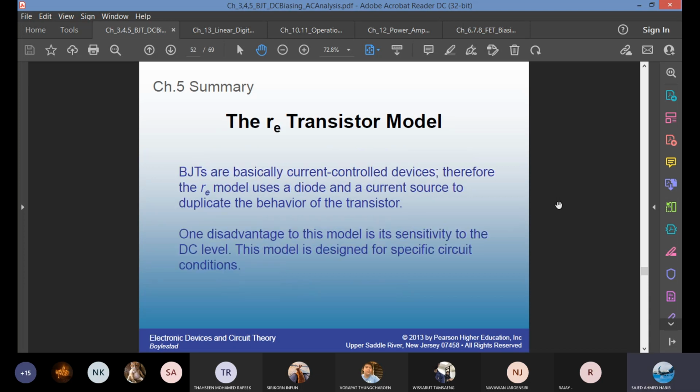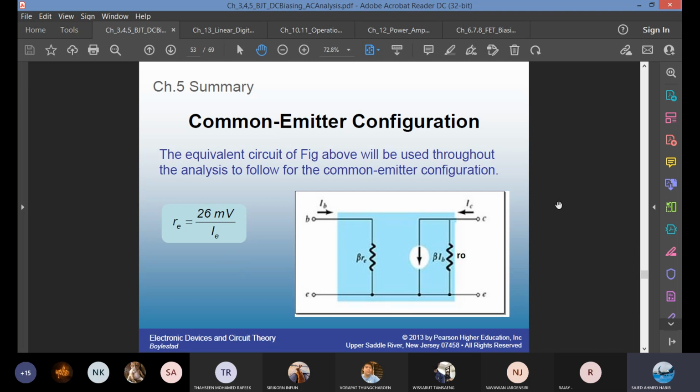So again, remember the BJT is a current controlled device. So in the small re model, we approximate its behavior using a current source to duplicate the behavior. The small re model is designed for specific circuit conditions, so if the DC level changes, it is quite sensitive. One of the parameters, small re, you have to find using the equation 26 millivolts divided by IE. That IE comes from DC analysis.